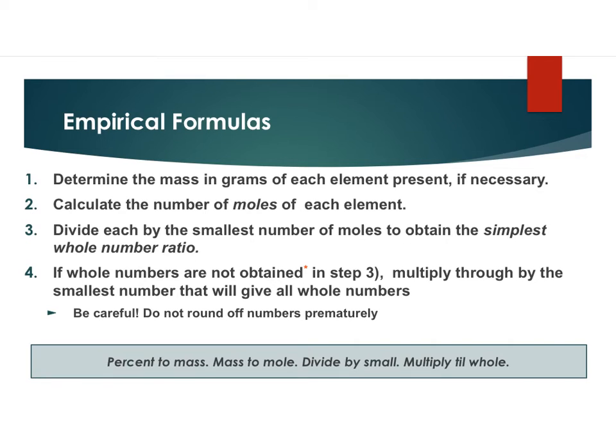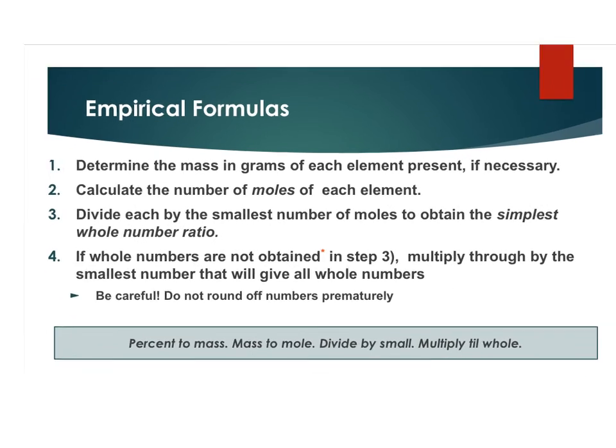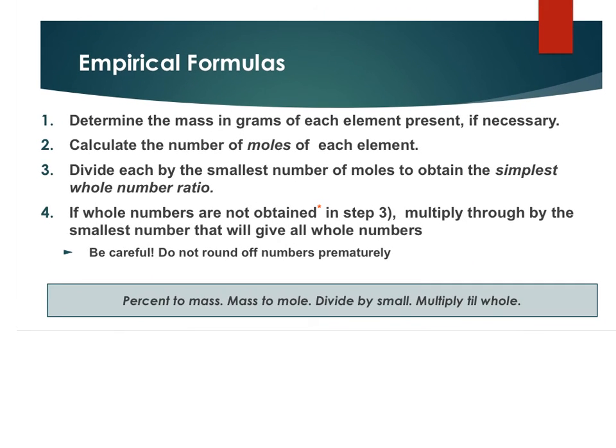These are our rules for how to find an empirical formula. A lot of times you're given the mass or you're given percentages. So you're going to determine the mass in grams of each element and calculate that in moles. If it's given to you in mass, great. If it's given in percentages, you're going to assume that those percentages are a mass. That's where we get this little rhyme at the bottom: percent to mass.